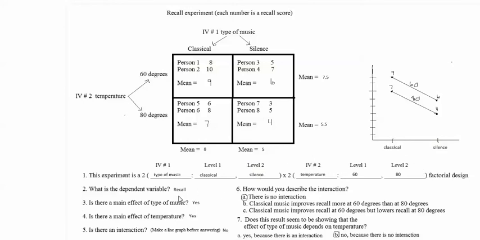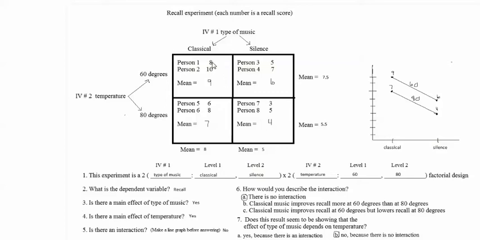The dependent variable was recall because each of these numbers that I'm recording in here, each of these 8 numbers, was a recall score. What I did was I calculated the average of each of these boxes. So I got the average of 8 and 10, which is 9. The average of 5 and 7 is 6. The average here is 7, and the average here is 4.